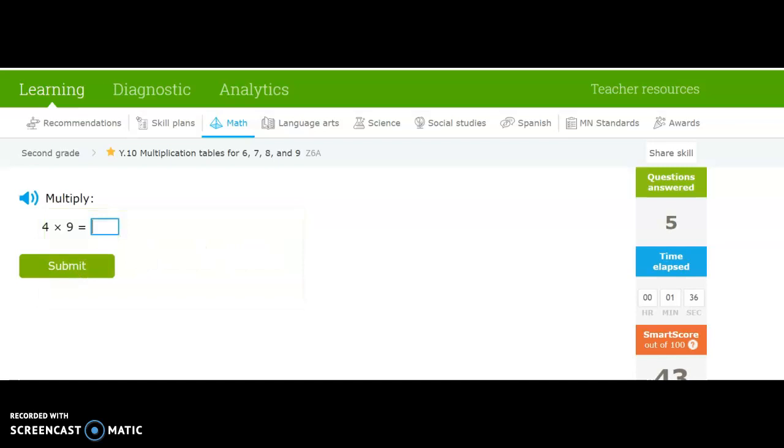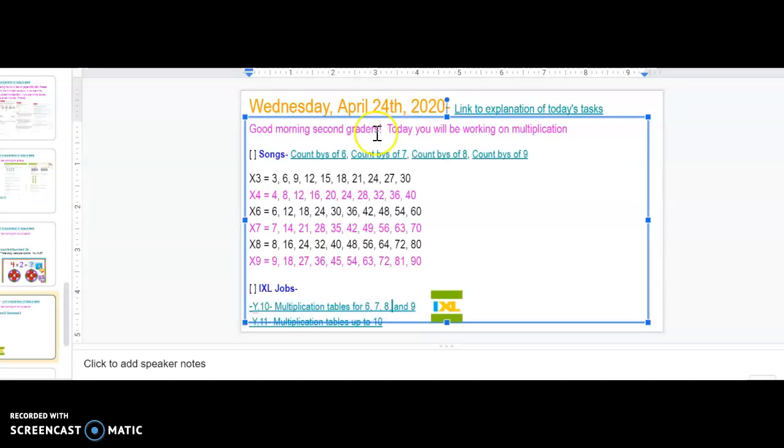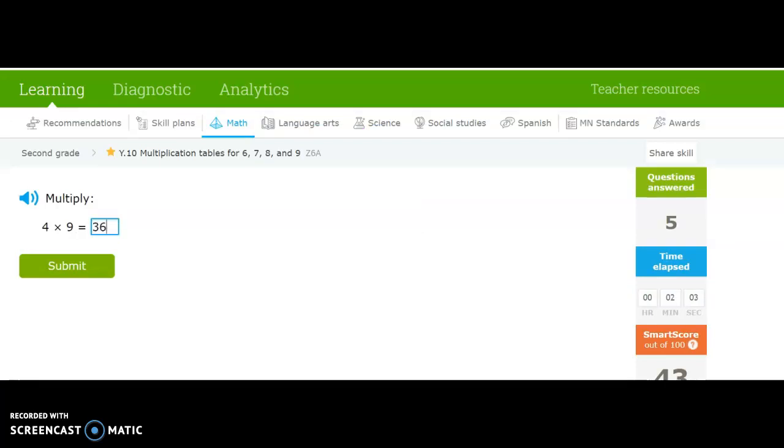4 times 9. That one's a little harder, so I'm going to reference my sheet, and I'm going to count by 4 9 times. I'm not going to go 1, 2, 3, 4, 5, 6, 7, 8, 9 to get my answer because that's not helping me memorize my multiplication facts. Ready? Put up a finger each time. 4, 8, 12, 16, 20, 24, 28, 32, 36. 9 times 4 is 36. Okay, 2, 4, 6, 8, 10, 12. And then I can continue on.